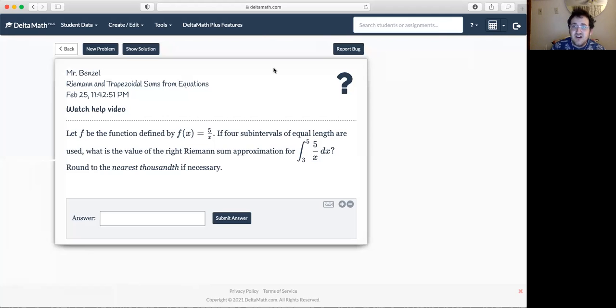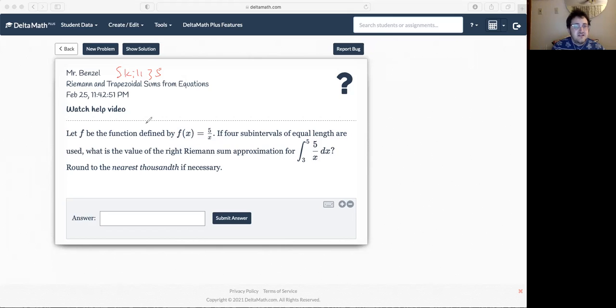Hello, calculus scholars. We're going to be doing skill 35 today, which is Riemann sums and trapezoidal sums from equations. So that means we are not going to be providing you from a graph, and I'm just going to work on these Delta Math examples themselves because we want to really take advantage of the calculator feature.